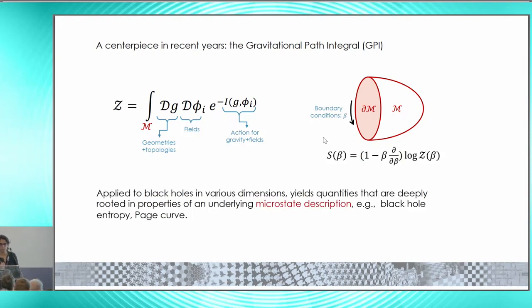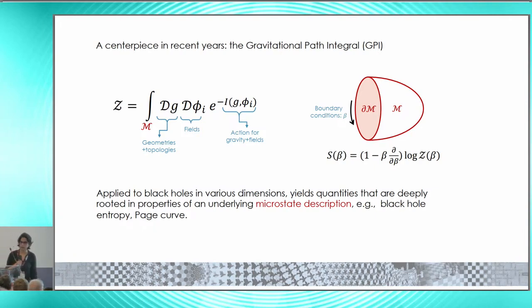Now, in recent years, revisiting this object, quantifying it, computing it, has been incredibly productive. In particular, two things that it has been quite useful at are underlying, for instance, the microstate description of black holes, computing black hole entropy, reproducing the Page curve, quite surprisingly. So although this object has been introduced for many decades by now, it's only recently that we know that there's actually a lot to learn about gravitational path integrals, more than we expected.